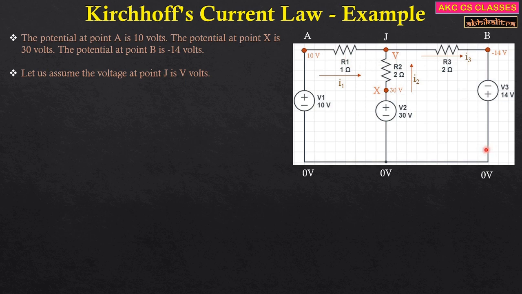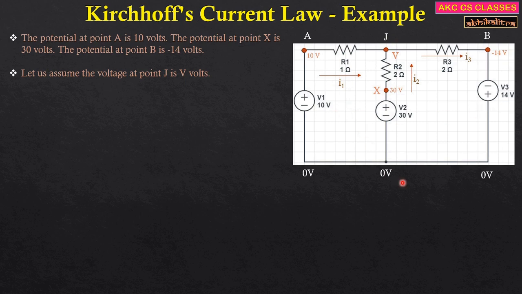Now we see that there are two different loops, or you can say two different closed circuits. The first one is this one, right? And the second one is this one, right? These are the two different loops. We call these loops.